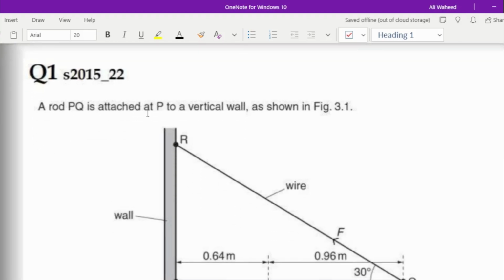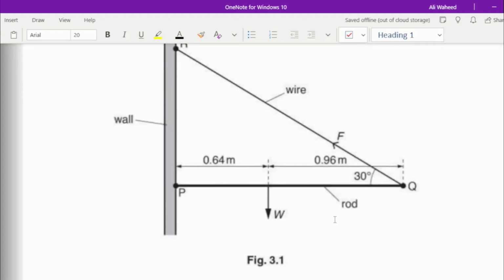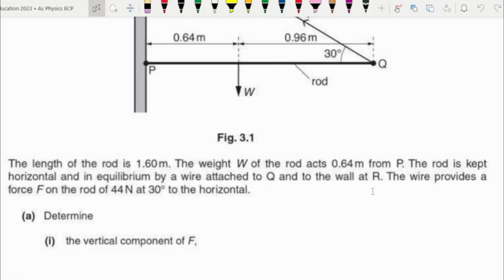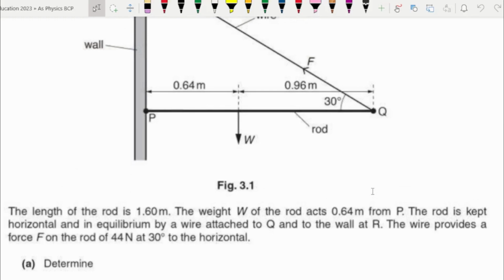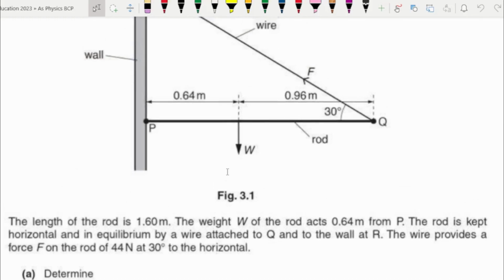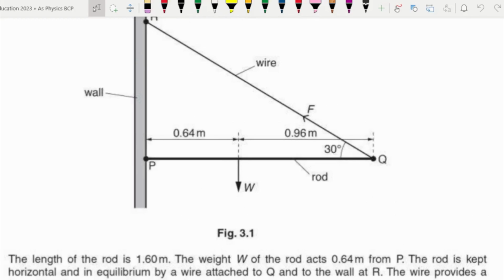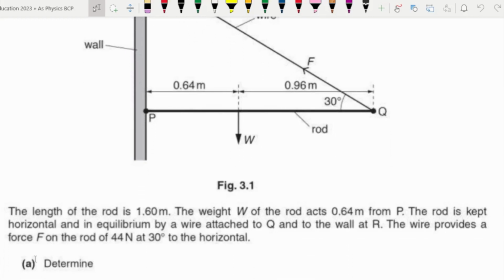A rod PQ is attached at P to a vertical wall as shown in figure 3.1, and you can see the diagram as well. The length of the rod is 1.60 meters. Everything that they have explained about the weight of the rod is already given in the diagram, which is just the description of it. So I'm moving on to the first part, that is part A, determine.